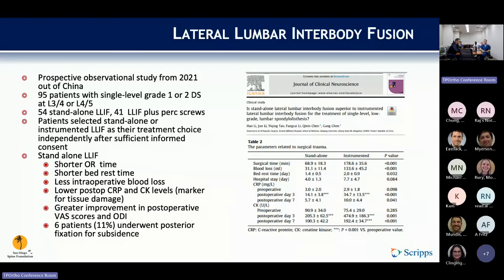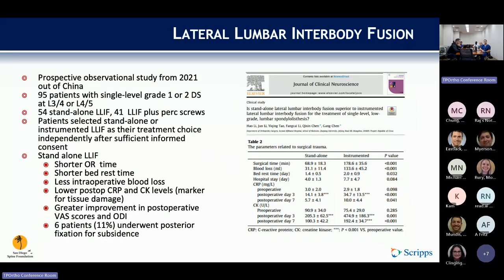This was a study out of China looking at lateral lumbar interbody fusion from 2021. It was 95 patients with single level grade 1 or grade 2 degenerative spondylolisthesis at either L3-4 or L4-5. There were 54 standalones and 41 laterals plus posterior instrumentation, and patients actually selected their treatment after discussing with the surgeon.